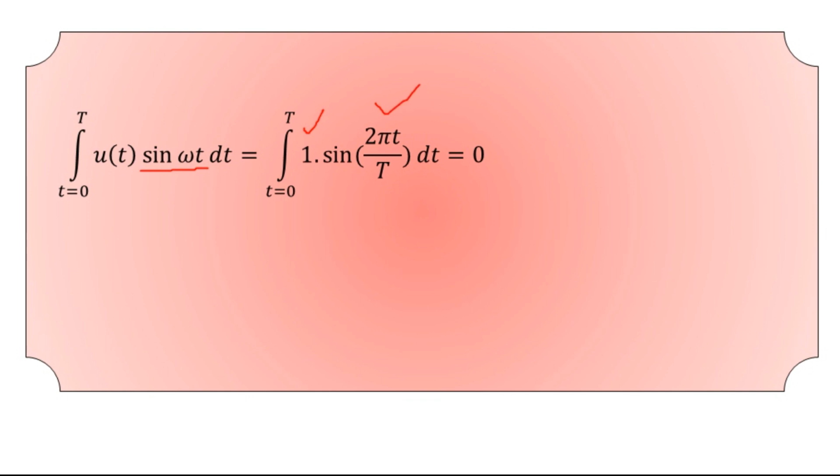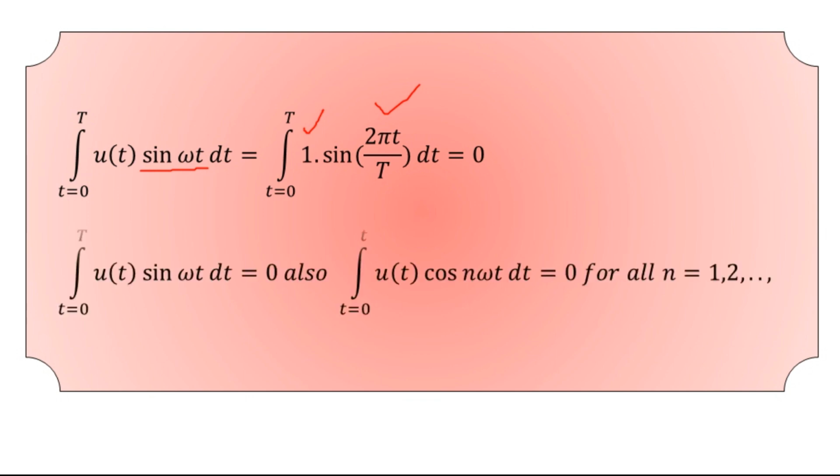So it becomes 1 into sine of 2 pi t by capital T dt, and this is equal to 0 here. So we can say that u of t equal to 1, the first function, is orthogonal to the second function sine omega t in the interval 0 to capital T. Here we cannot forget the relationship between the angular frequency omega and capital T, that it is an inverse relation. In a similar fashion we can show that u of t equal to 1, the first function, is orthogonal to the cosine function as well. So for that purpose we can have the mathematical representation.